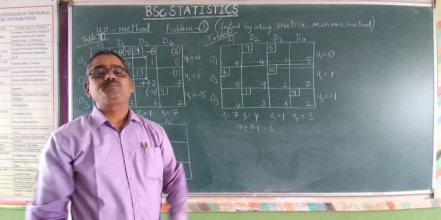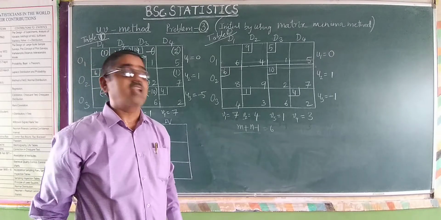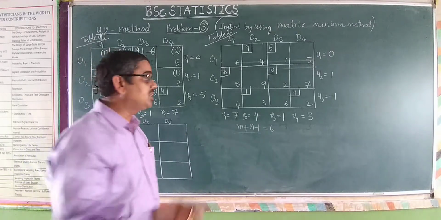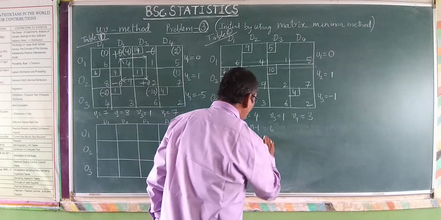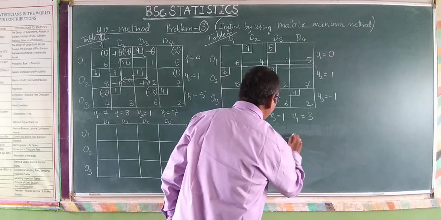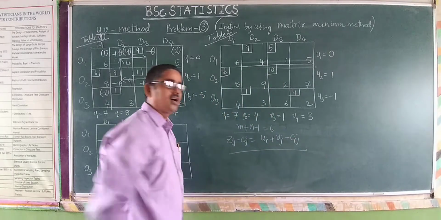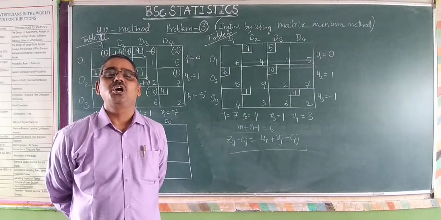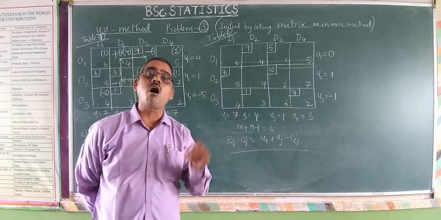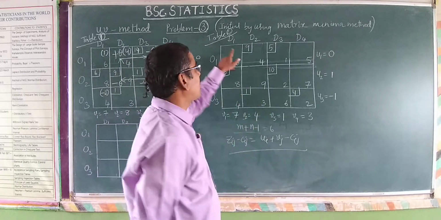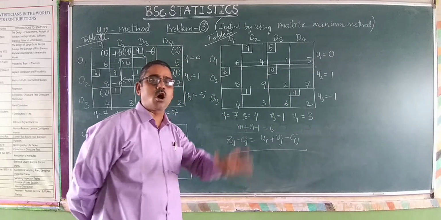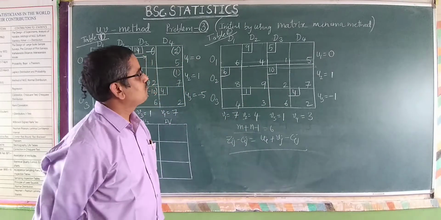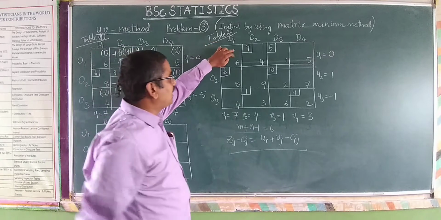And then we have to calculate net evaluations by using the formula zij minus cij is equal to ui plus vj minus cij. This is the formula. The net evaluations we have to calculate for all non-basic cells, which means unoccupied cells. Besides the 6 basic cells, the rest are non-basic cells. So therefore, I start the calculations.